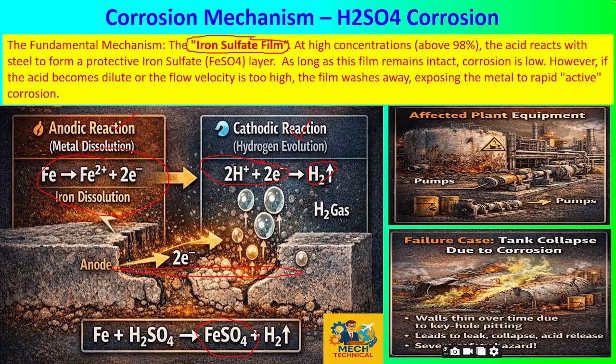Okay, so at high concentration, the acid reacts with steel to form a protective layer of iron sulfate. As long as this film remains intact, the corrosion is lower. However, if the acid becomes dilute, or velocity is high, or temperature is high, then this iron sulfate film gets washed away, exposing the metal surface to rapid corrosion. Due to this corrosion, multiple failures across the industry have happened that have affected equipment, rotary machines, piping and tanks.